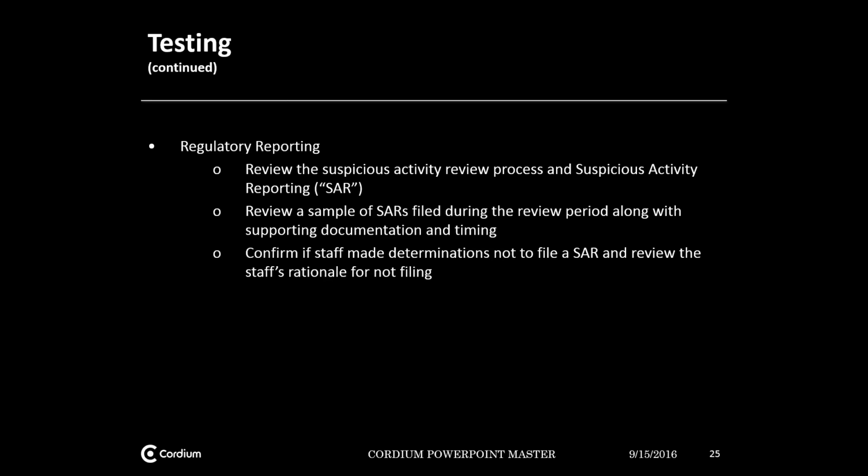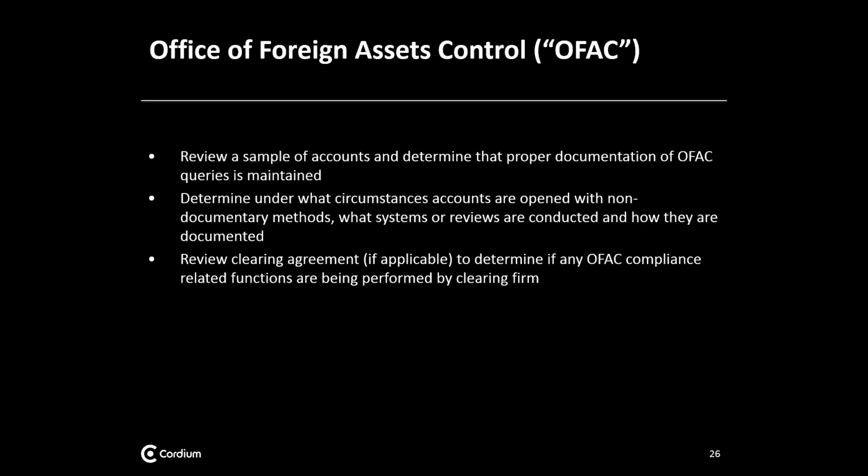Regarding regulatory reporting, the reviewer should examine the firm's suspicious activity review process and suspicious activity reporting, including samples of filed SARs and any situations where a determination was made not to file a SAR, even if the circumstances may have warranted it, to determine the rationale for such decision. A representative sample of accounts should be reviewed to determine that proper documentation of OFAC queries is maintained, under what circumstances accounts are opened, non-documentary methods, and determine if any OFAC compliance-related functions are performed by any third party, and if so, how this is documented.